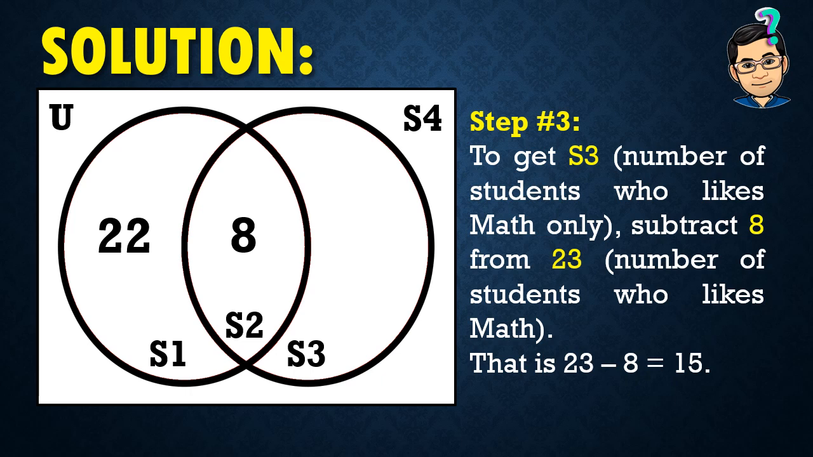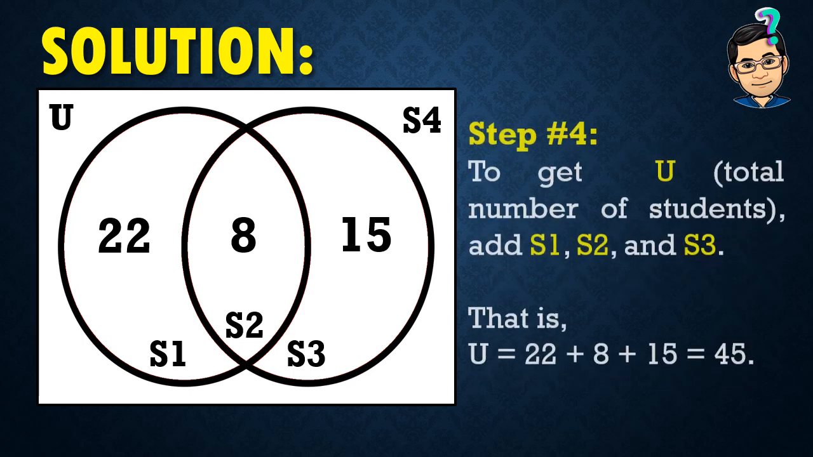Number of students who likes math. Again, pag sinabi nating math only, ito yung mga estudyante na ang gusto lang nila ay math. Pag walang only, math lang ang nakalagay, ibig sabihin, maaring magkaroon sila ng intersection, math and science, or math only. So, ang gagawin natin, 23 minus 8 equals 15. So, yung 15 na yan yung bilang ng estudyante na ang gusto lang ay math.